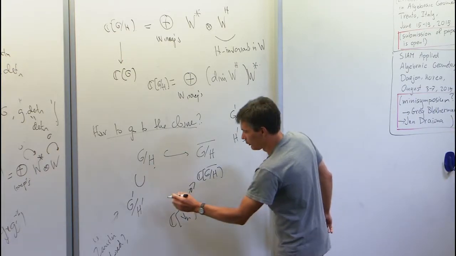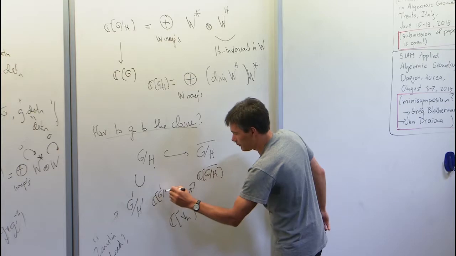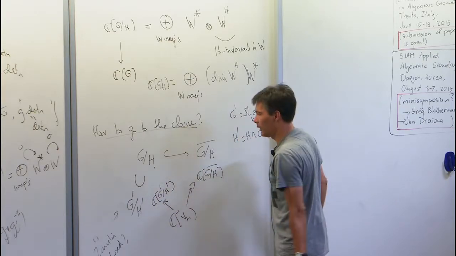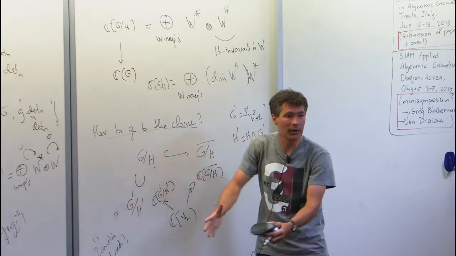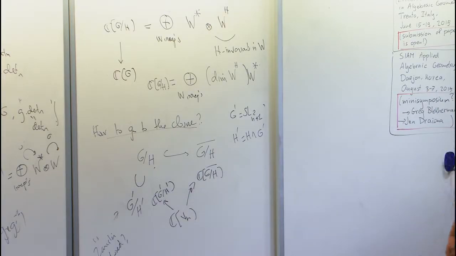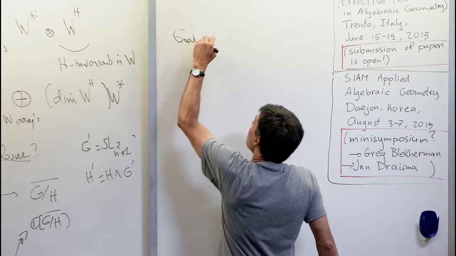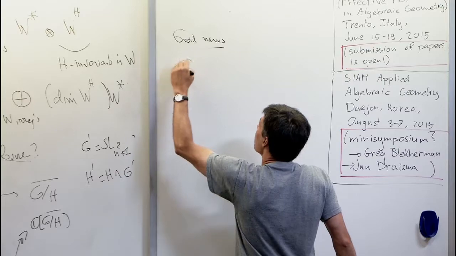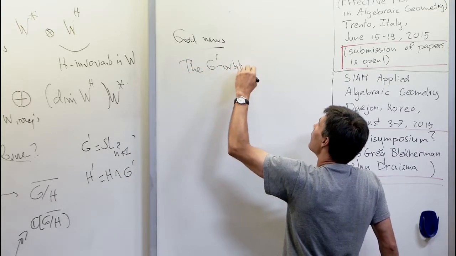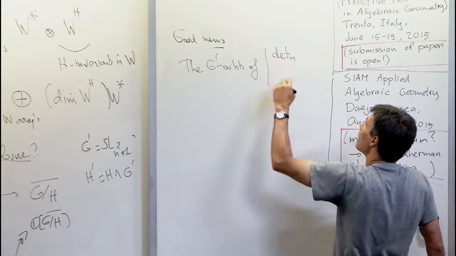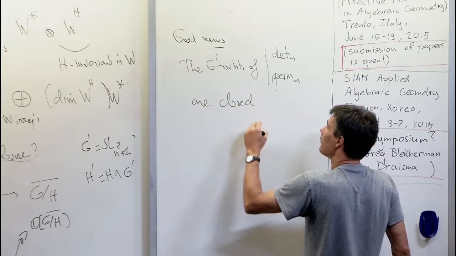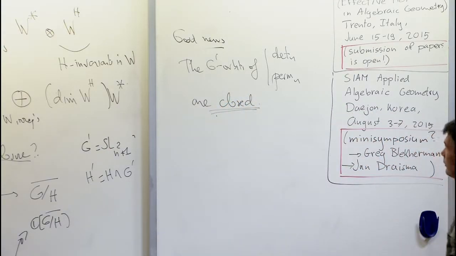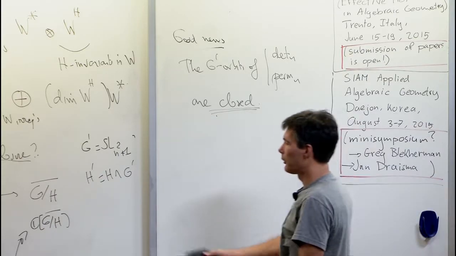Okay, because if it is Zariski closed, then we have some control on this, and this and this are more or less the same up to scalars. We can compare them. So the good news is that the G prime orbits of either the determinant or the permanent are closed. So we're in good shape.